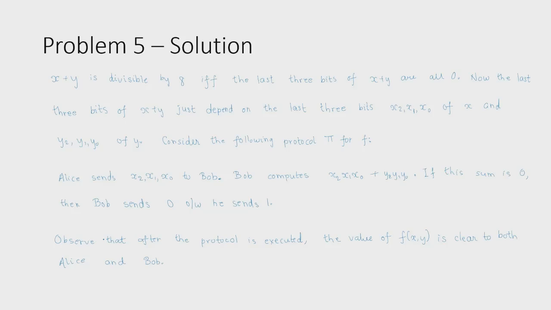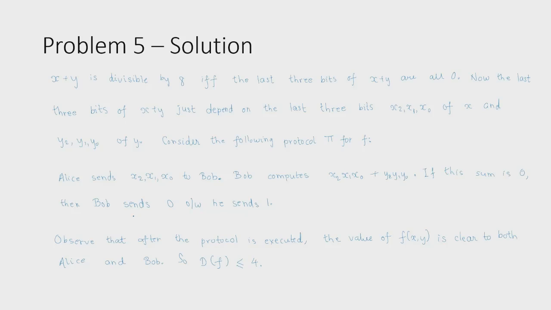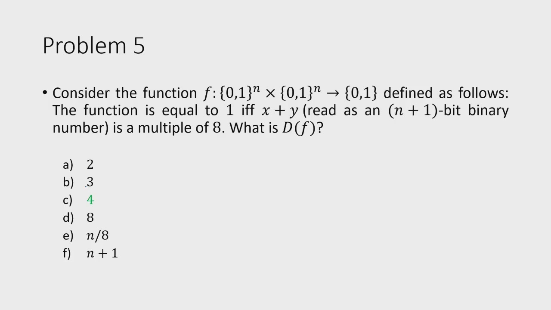So observe that after the protocol is executed, the value of f of x comma y is clear to both Alice and Bob. So this means that D of f is upper bounded by 4. Because if Bob doesn't send anything back to Alice, then Alice won't know the answer, right? So that tells us it's at least 4. What about 2 and 3?